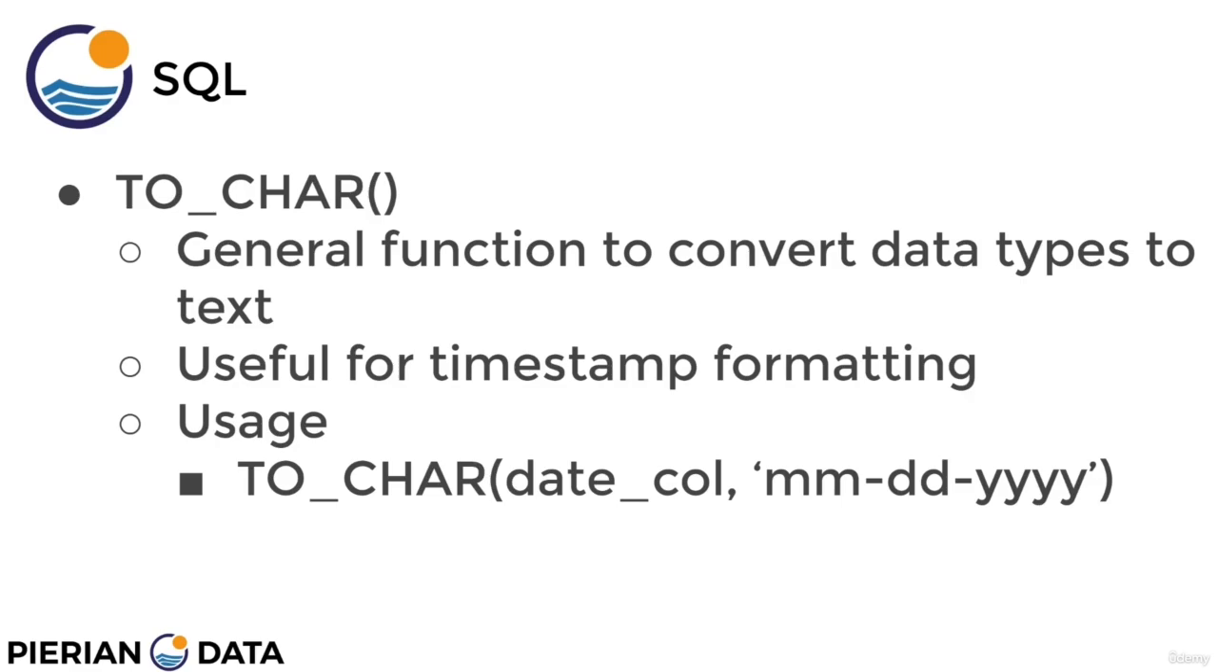And then finally, this to_char or to character functionality is just a general function to convert data types to text. And it's actually not explicitly used just for timestamps. You can use this on lots of different use cases, but it's very useful for timestamp formatting in particular. And we're going to explore the documentation a little further when we work through some examples.